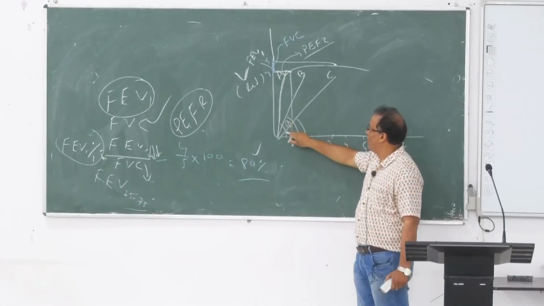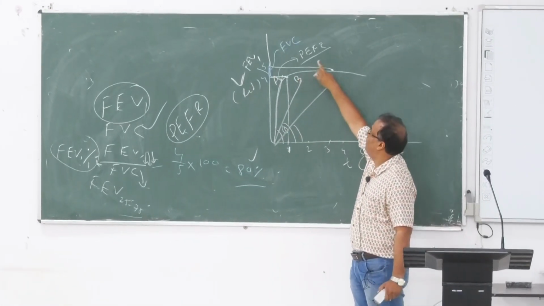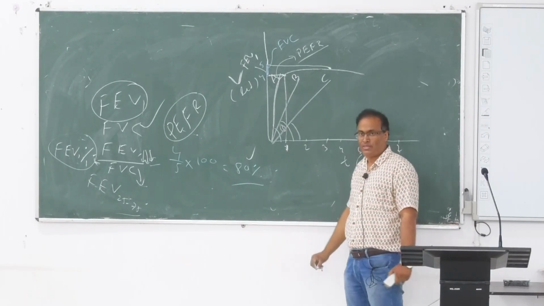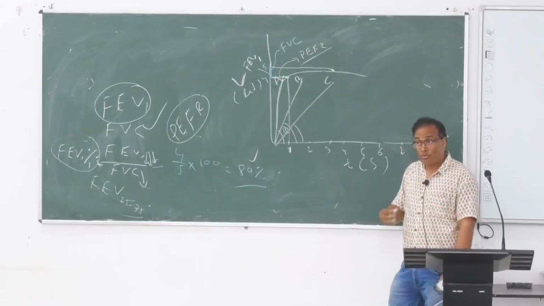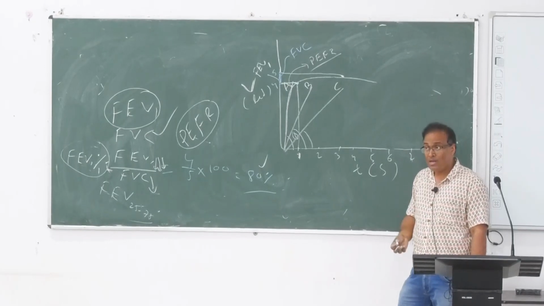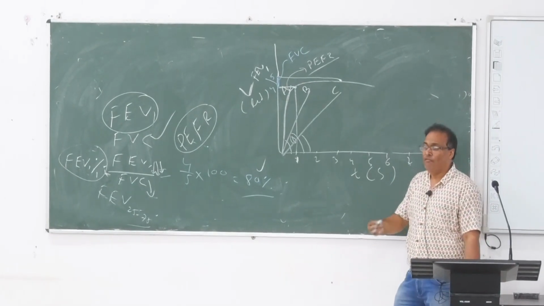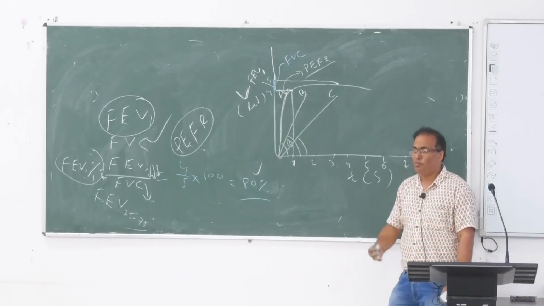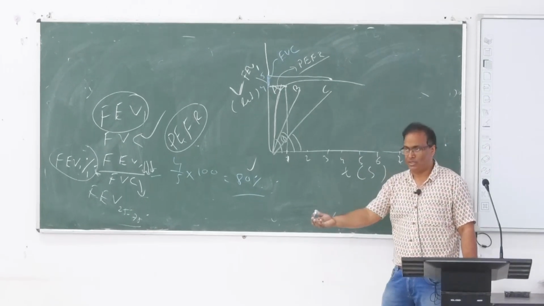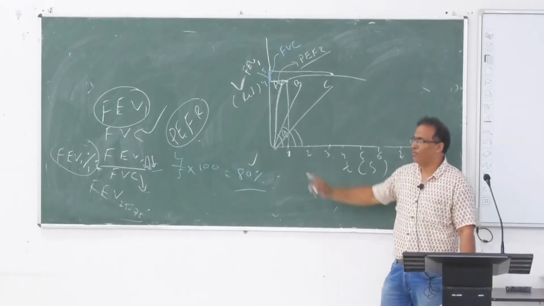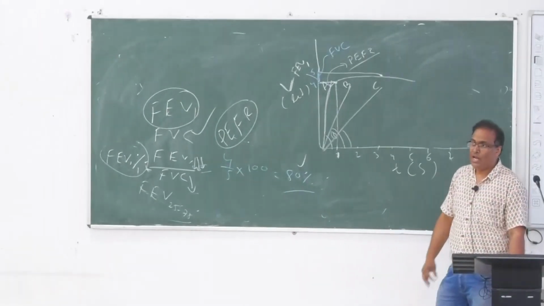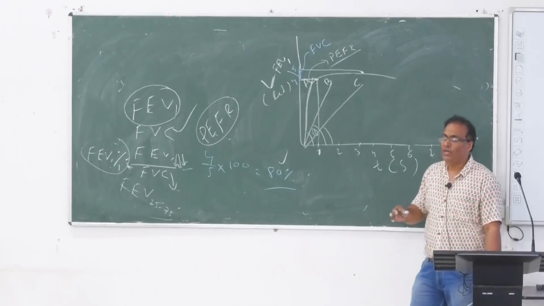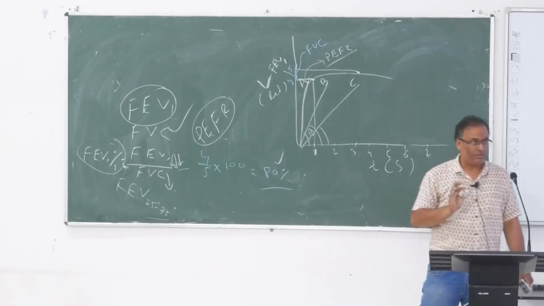So in this way, we have to see what is FEV1 and what is FVC. FEV1 is measured with respect to FVC. And if the FEV1 percentage is less than 70%, it is obstructive.